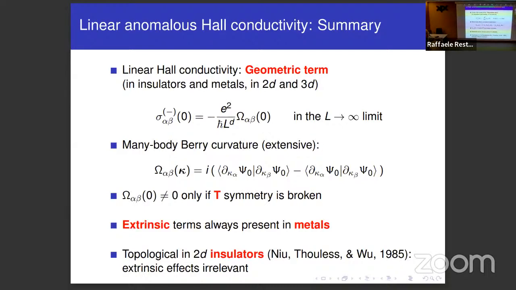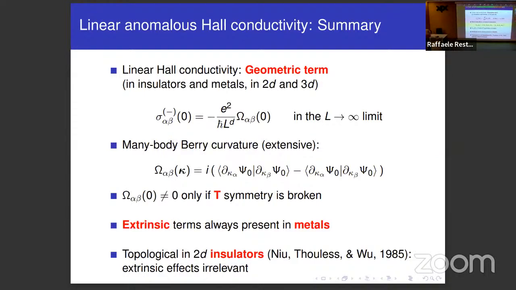As I said, it can be zero only if the symmetry is broken, but the important point is that in a metal there are always extrinsic terms. The theory of the anomalous Hall effect has been much controversial until the early 2000s. And the fact that there is an intrinsic geometric term came out very clearly only, I would say, 20 years ago, even less. But there are always also extrinsic terms, so it is not easy experimentally to disentangle the geometrical from the extrinsic. If you have a two-dimensional insulator instead, this formula will become topological, and the basic tenet of topology is that insofar as the system remains insulating, the extrinsic effects do not have any effect. There is no extrinsic effect. Extrinsic features are irrelevant because it's topological.